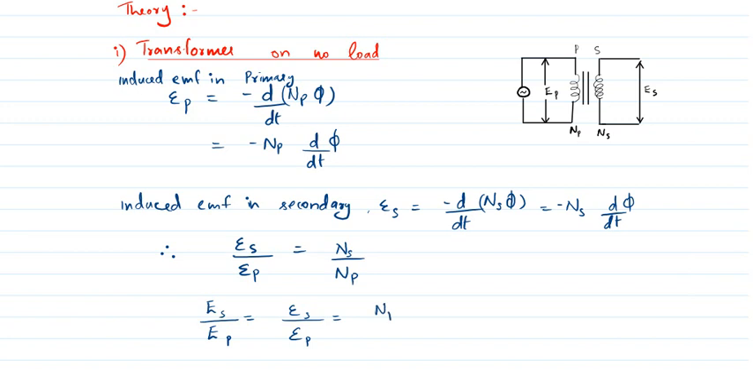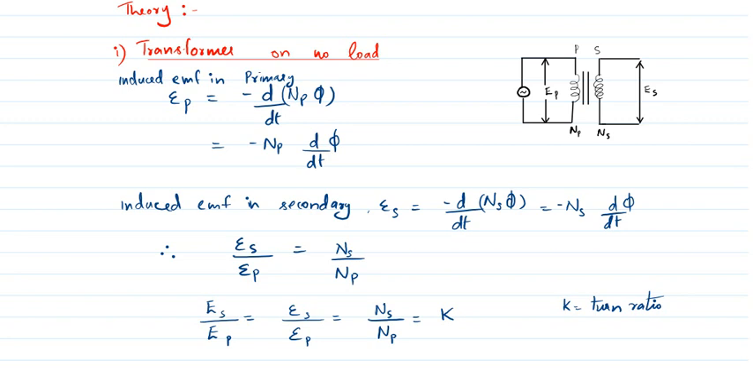So we can write E_S divided by E_P, which is directly equal to the induced EMF, epsilon S by epsilon P, which is equal to N_S by N_P, which is equal to K. Here K is the proportionality constant, which is called the turn ratio or transformation ratio of the transformer. We can get the turn ratio by taking N_S by N_P, the ratio between the number of turns in the secondary and the number of turns in the primary. We can also get the value by using the applied voltage across the secondary and the primary.